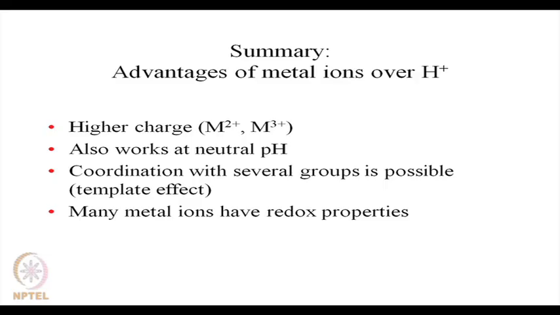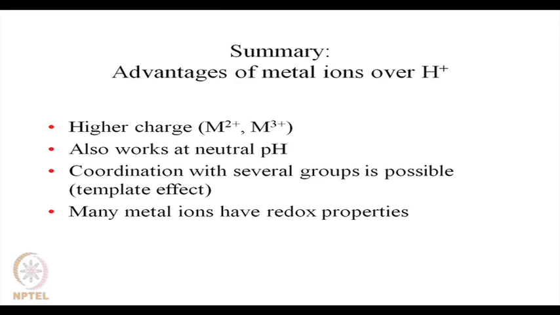So, that is why, since these metal ions can work in neutral pH range, it is always advantageous compared to H plus, because in that case if you have high H plus concentration, then it will be acidic. So, for physiological requirement, acidic pH will not be very much acceptable.